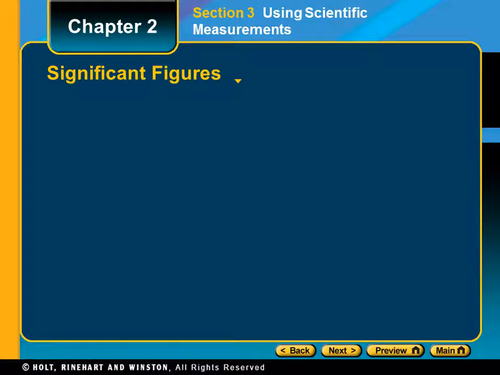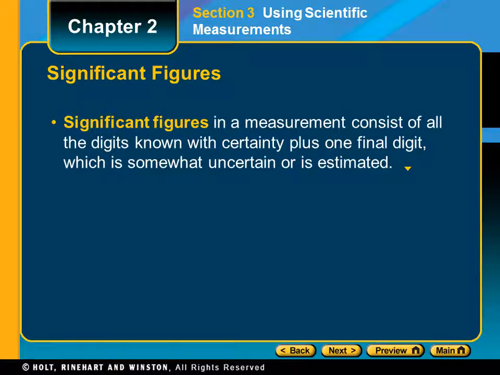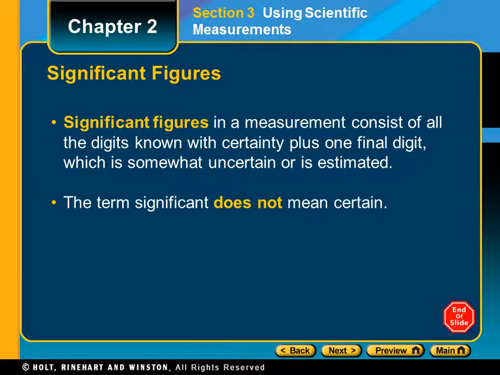So when we look at significant figures, we have rules, and we apply these rules in every single case every time we do a problem. Significant figures in a measurement consist of all the digits known with certainty plus one final digit which is somewhat uncertain or is estimated. The term significant does not mean certain.